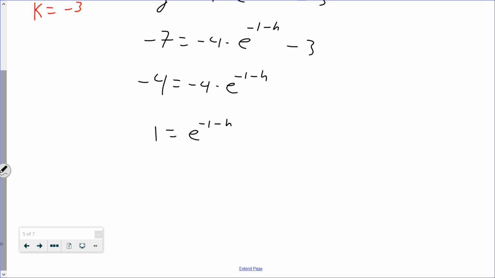And 1, that's the same thing as e to the 0, right? So I can say, well, e to the 0 equals e to the negative 1 minus h, since 1 is the same thing as e to the 0. Everyone with me? Make sense? Are we good? Yes. That's because they both have the same base e now, right? Anything raised to the power of 0 is always 1.